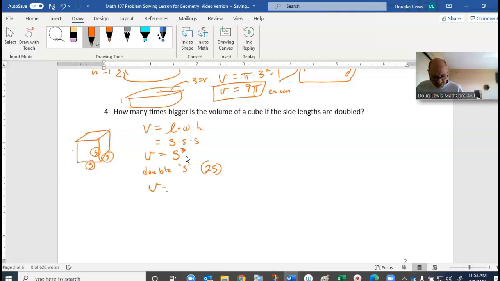So the volume will not be just S cubed, it will be 2S, that's an S, cubed, which is going to be 2 cubed times S cubed, which is equal to 8S cubed. So instead of the volume being S cubed, if you double every one of those, it's going to be 8 times what S cubed was. So it'll be 8 times as big.